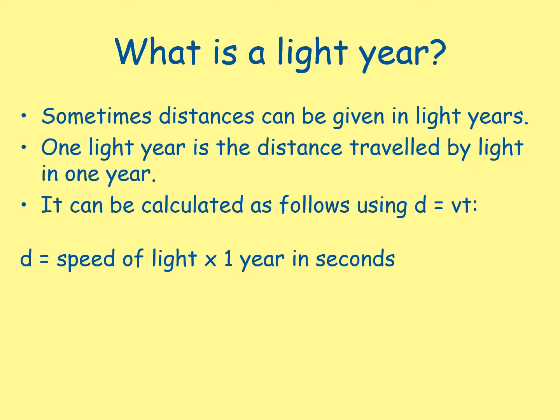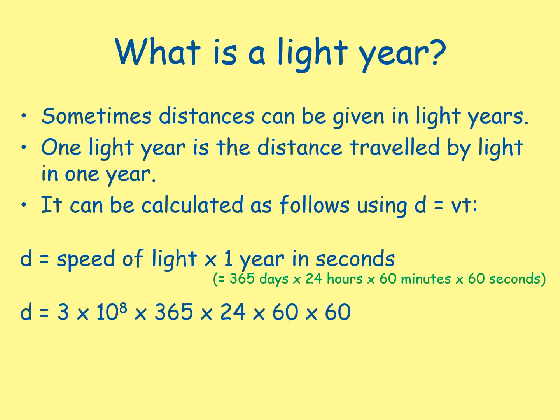Distance equals the speed of light times 1 year in seconds, and 1 year in seconds is 365 days times 24 hours times 60 minutes times 60 seconds. And so we're going to multiply the speed of light, this 3 times 10 to the 8, by our 1 year in seconds, and this comes out to be 9.46 times 10 to the power of 15 meters. This is 1 light year.